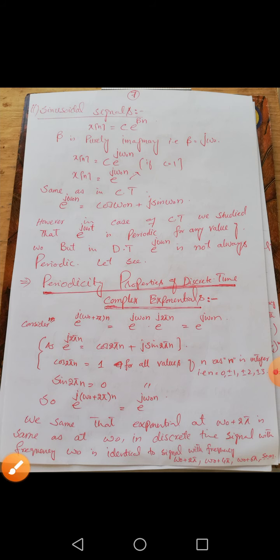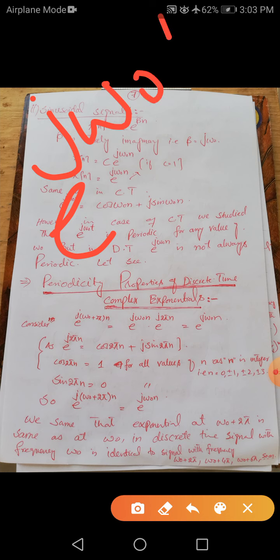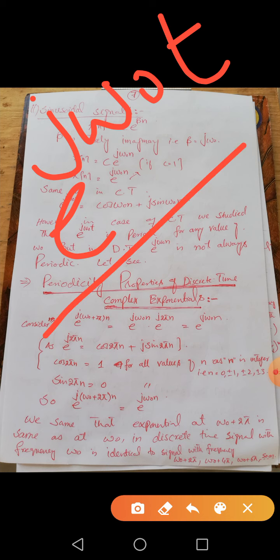Same as in continuous time, e power j omega naught n will be equal to cos omega naught n plus j sin omega naught n. However, in case of continuous time, we studied that e power j omega naught t is periodic for any value of omega naught. This signal has the property that it is periodic for any value of omega naught.